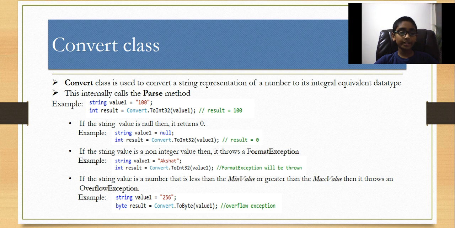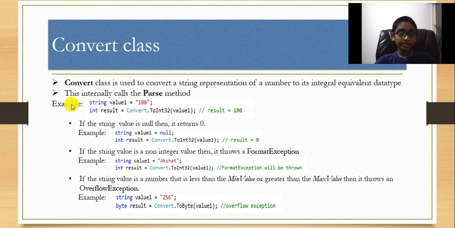The syntax for declaring a convert class is Convert dot the target type, the .NET framework type. If you just type ToInt, then you'll get an error. You have to type in the .NET framework type, that is Int32. Then you start a bracket, and inside that bracket you type in the variable name that you want to convert. So let's look at an example.